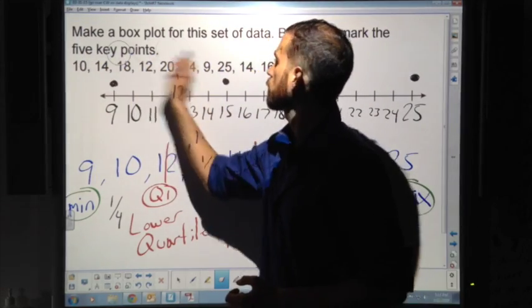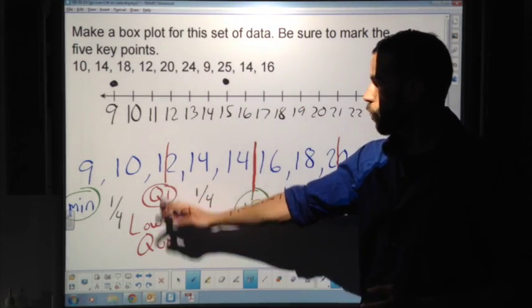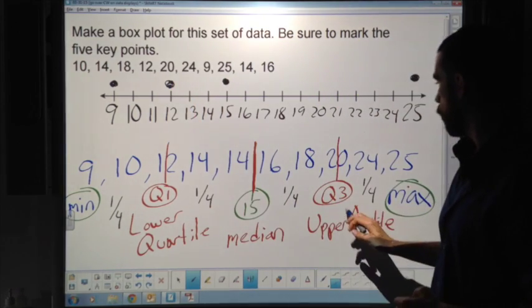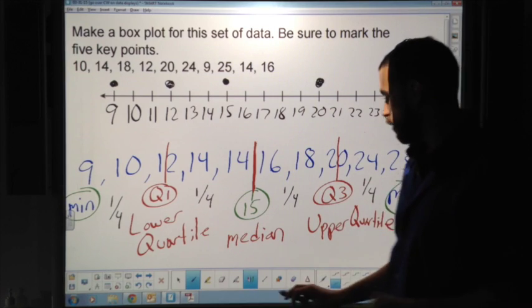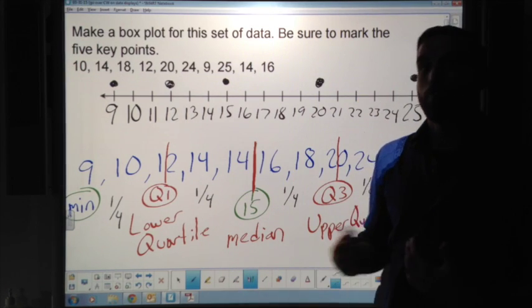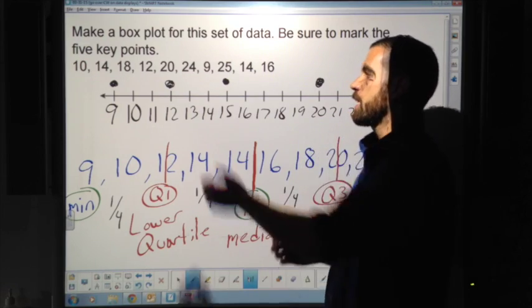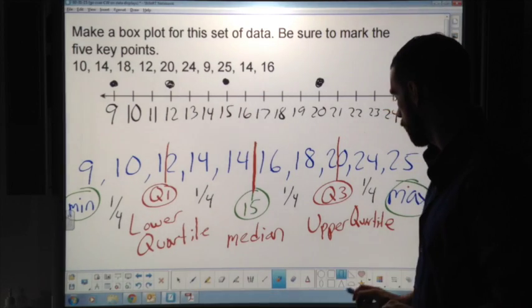There we go. The lower quartile is at 12. And the upper quartile is at 20. Here's how you make the final part to the box plot. You now have to make the box. The box is formed by taking the lower and upper quartiles, and those make the endpoints of the box.